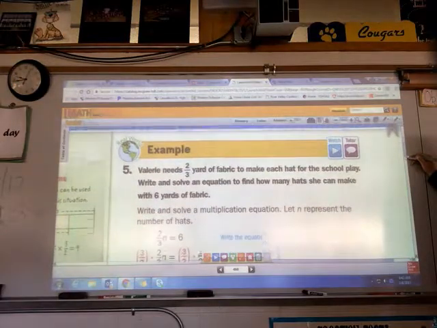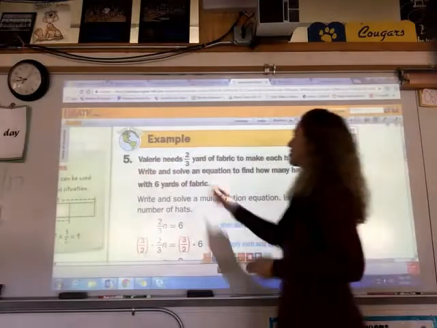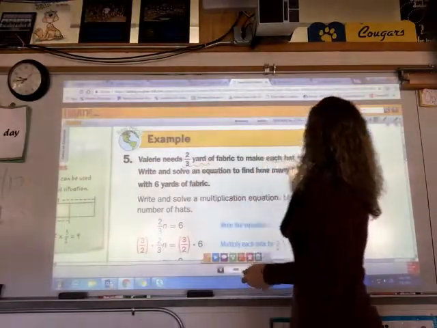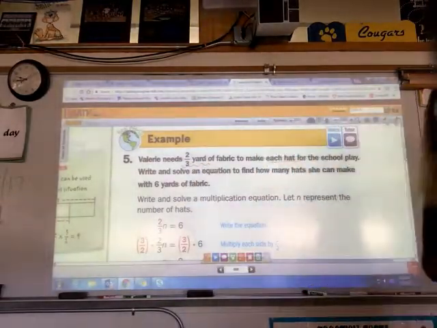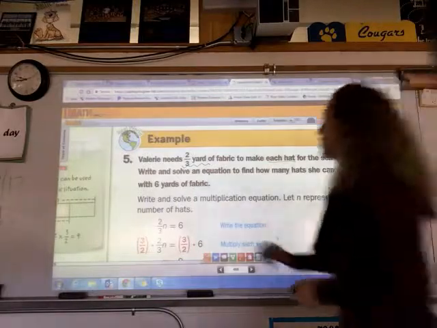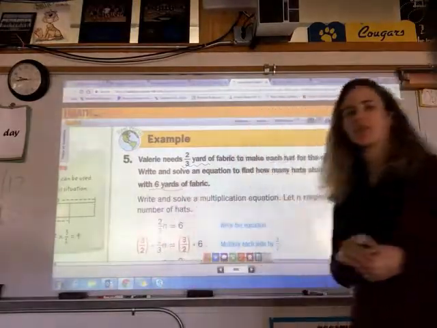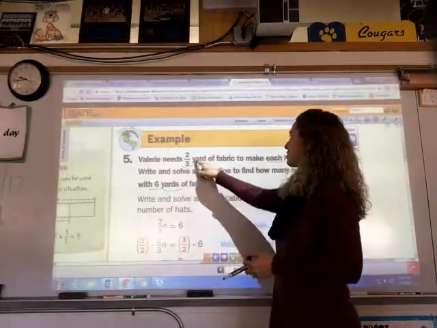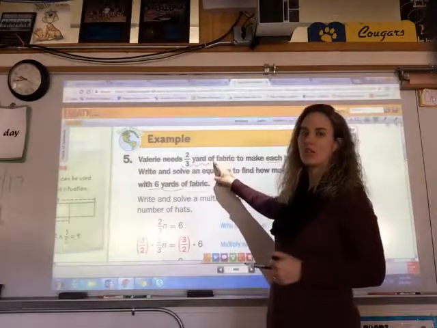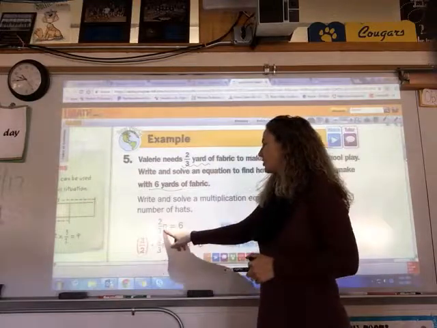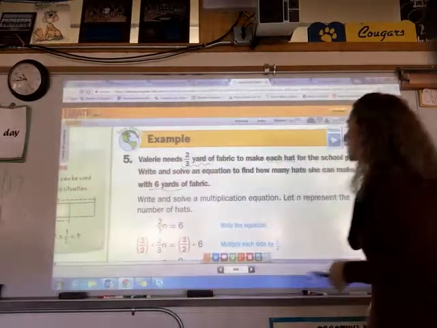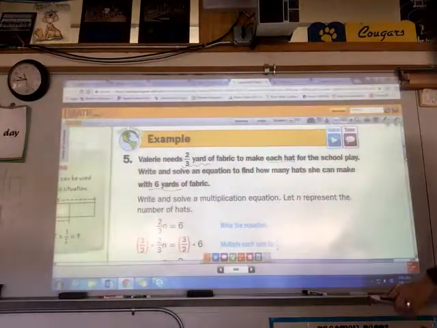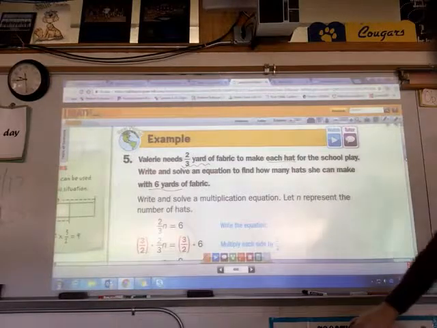Okay, now let's think about this. We know that it says she needs 2/3 yards for each hat. We don't know the number of hats, but we do know that she has 6 yards of fabric that she can use. So you can see here what your book did was 2/3 yards of fabric. "Of" generally means to multiply. So they're taking 2/3 times the number of hats, or n, equals 6.